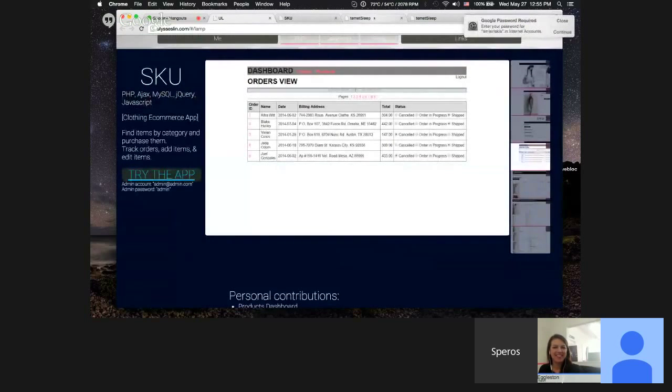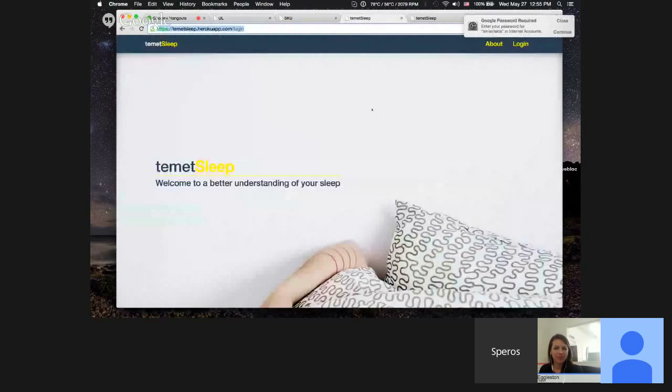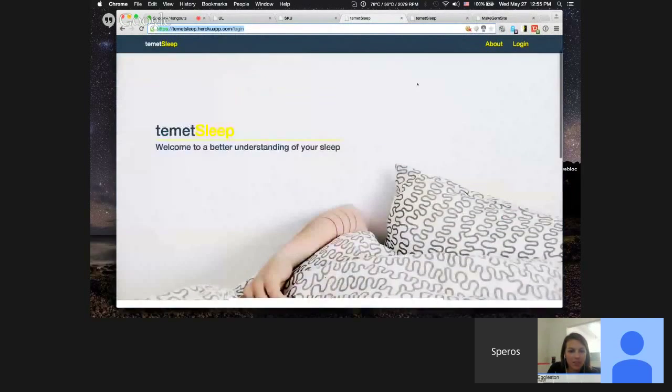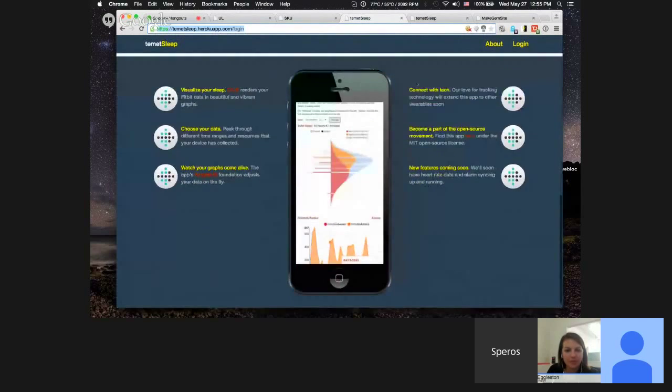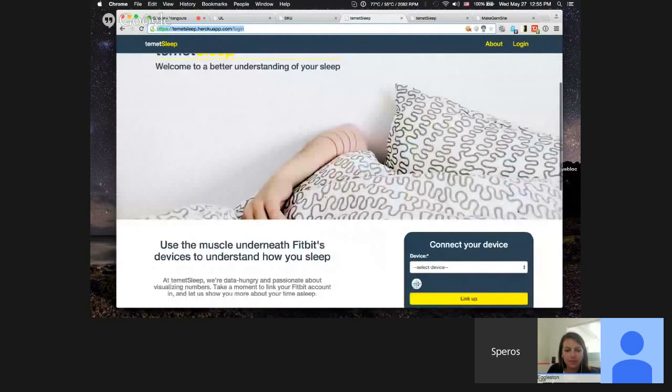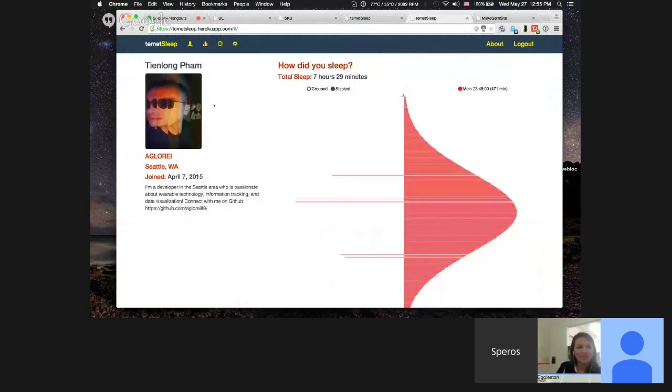The next one, which is equally as cool, is a website Tien made. This is actually really cool. This is something he used Node for, and it's a MEAN stack project. And he integrated the Fitbit API. So I logged in here. I think I'm still logged in. There it is. There's Tien. We're looking at his actual Fitbit data here.